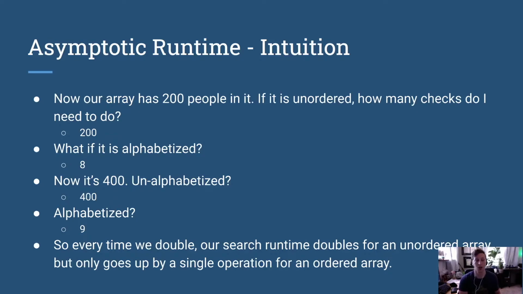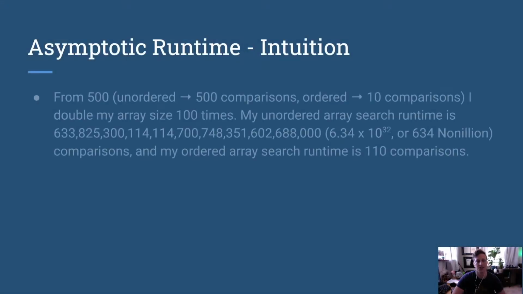Okay? Notice that I did one more check when I doubled from 100 to 200, and I also did one more check when I doubled from 200 to 400, even though I was adding 200 when I went from 200 to 400, and I was only adding 100 when I went from 100 to 200. And that's the power of this. And we'll take these numbers to the extreme to kind of see why this is so powerful.